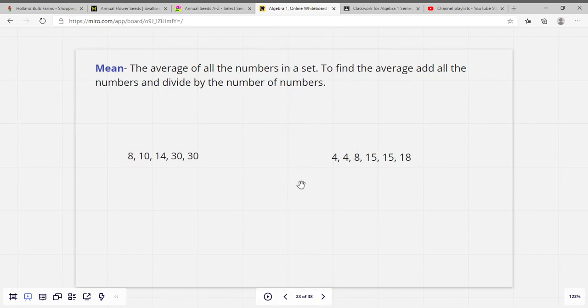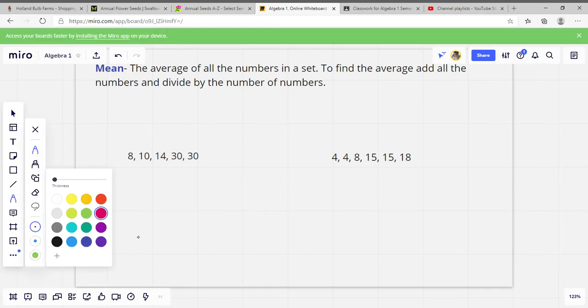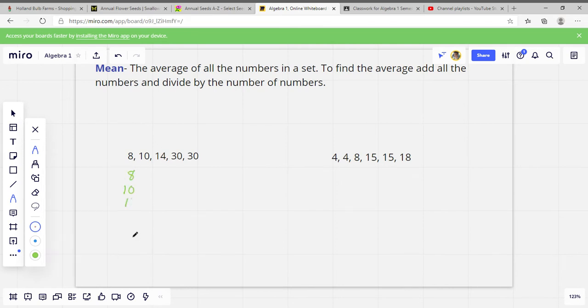All right, the last one is the mean, and that's going to be the average of all the numbers in the set. To find the average, add all the numbers and divide by the number of numbers. This is like how you get your grades in school. So we've got 8, 10, 14, 30, and 30. We're going to add all those.